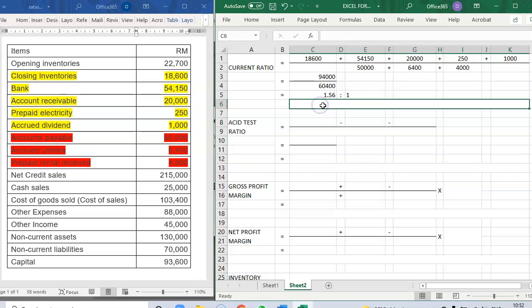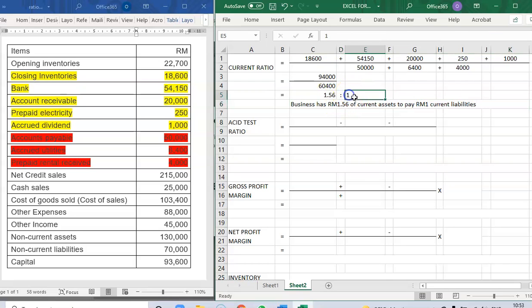Okay, then the explanation that you need to write is that the business has RM1.56 of current assets to pay RM1 of current liabilities, because the 1.56 represents the amount of current asset, and the one here represents the current liabilities.